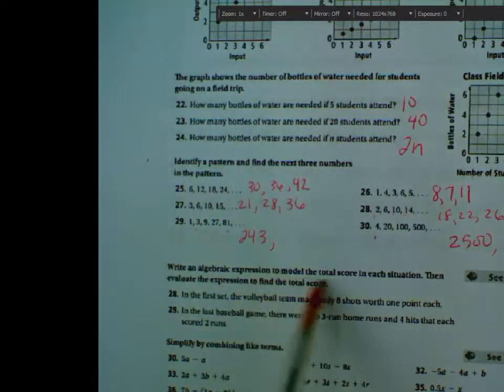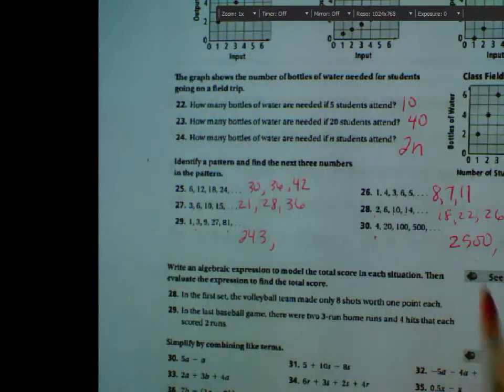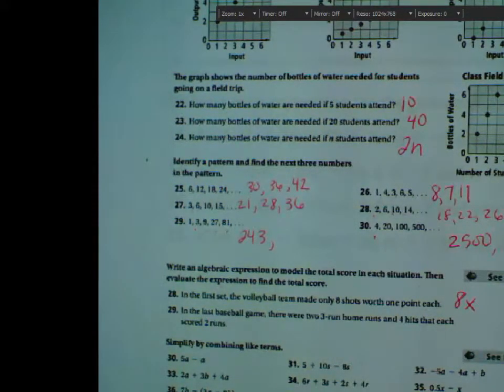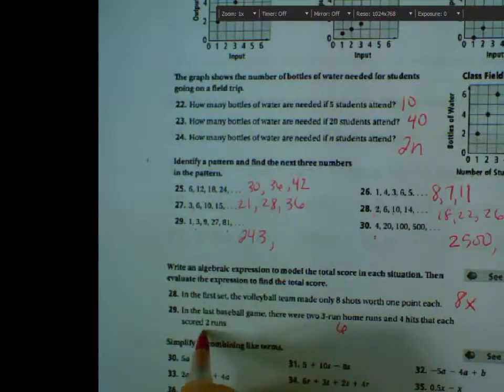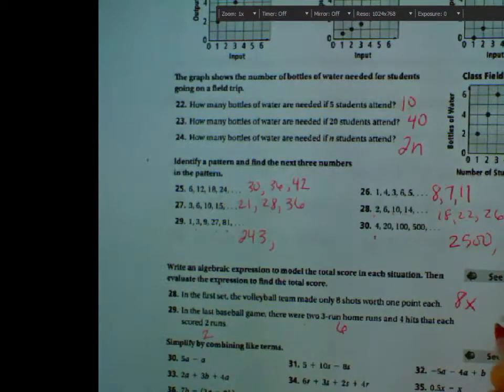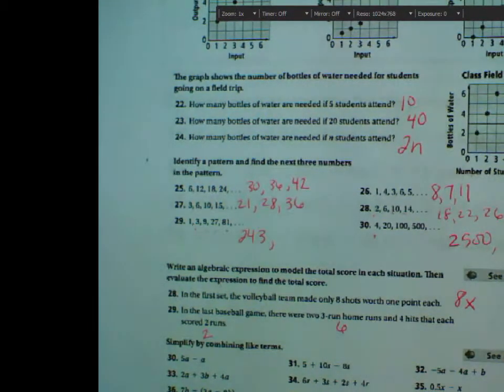Write an algebraic expression to model the total score. In the first set, the volleyball team made only 8 shots worth 1 point each, so they scored 8x points. In the last baseball game, there were 2 3-run home runs and 4 hits that each scored 2 runs. So the total score: 2 3-run home runs, so that's 6 runs, and 4 hits that each scored 2 runs, so that's 2 runs.